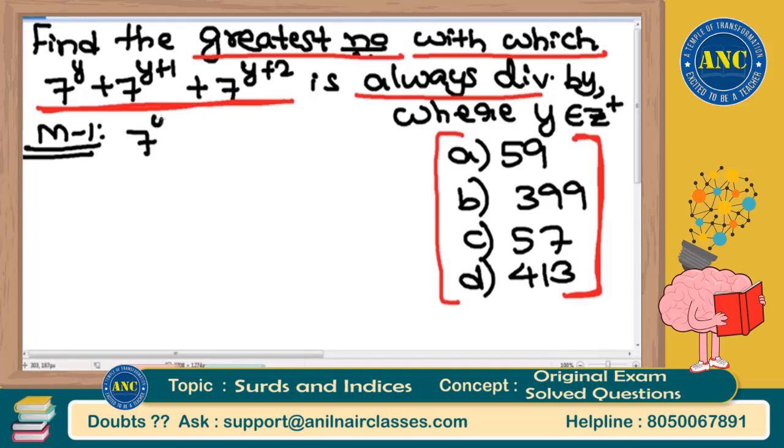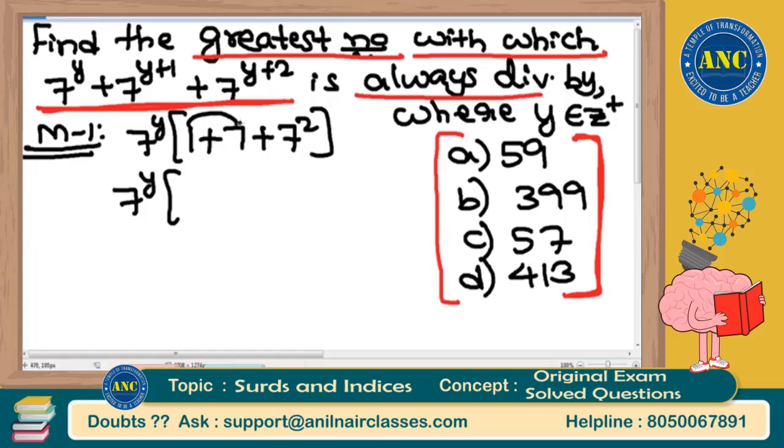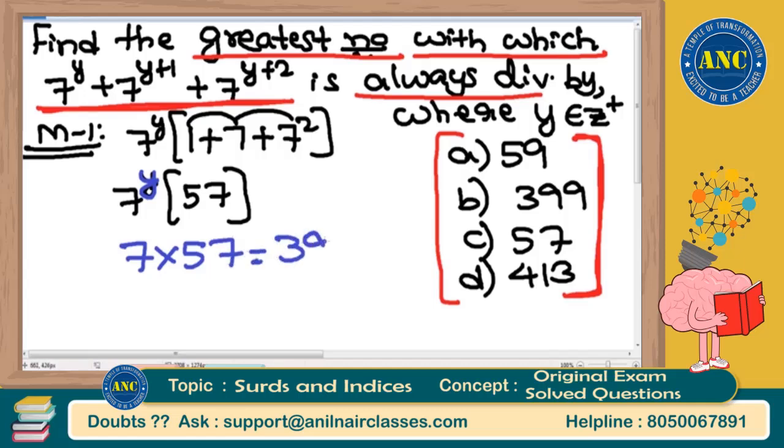If I take 7 power y as a common factor, I will be left with 1 plus 7 plus 7 square. So this is 7 power y into 1 plus 7 is 8, 8 plus 49 is 57. Now I have 7 power y into 57. If I put y value 1, it is 7 into 57, which is 399. That means this entire number is divisible by 399. Answer is over. That is my answer.